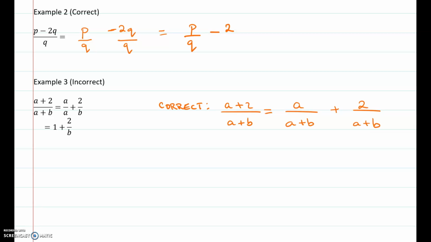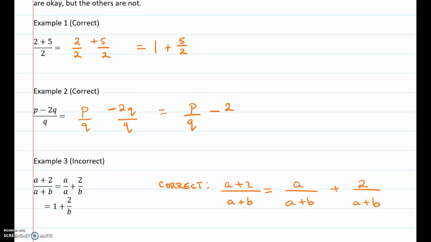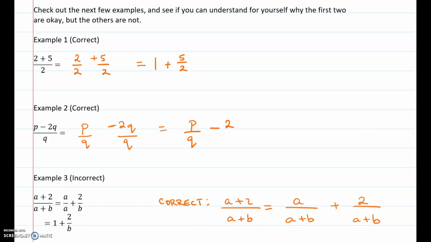And really, it doesn't improve our situation from what we had originally. A plus 2 over a plus b is probably as easy to deal with as a over a plus b plus 2 over a plus b. Now this does become useful later on when we talk about things like partial fractions. That's further down the road in your math career. It's useful to be able to do things like this sometimes, but we're probably not going to see a use for it right now.